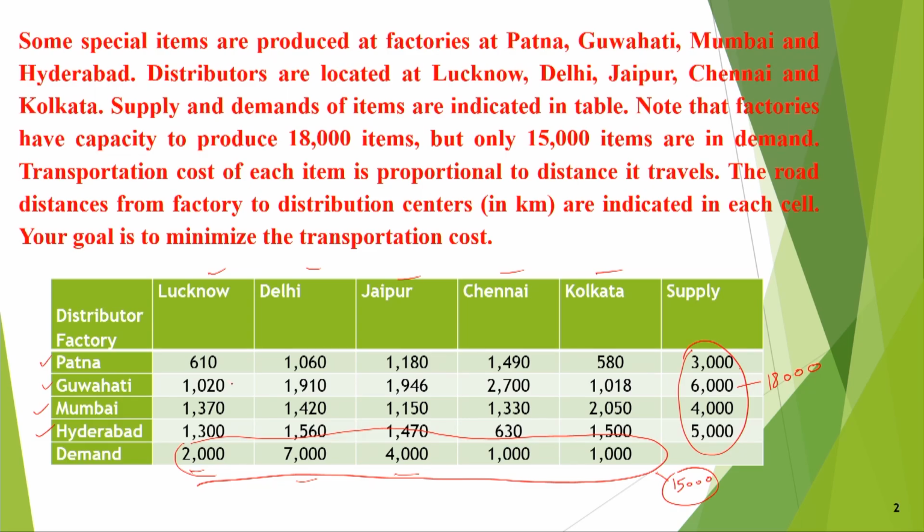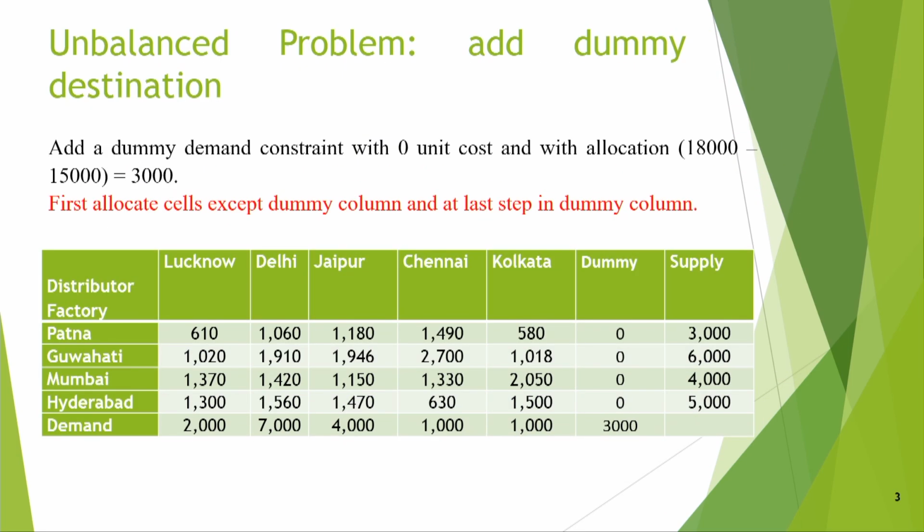The cost of transportation is indicated in each cell. Patna to Lucknow is 610 rupees per unit. Actually it is the distance between Patna and Lucknow, but I can consider that cost is also proportional to distance. Since it is an unbalanced problem, we have to add a dummy demand, because demand is less and whichever is less has to be compensated. So we create a dummy demand location where you can supply.